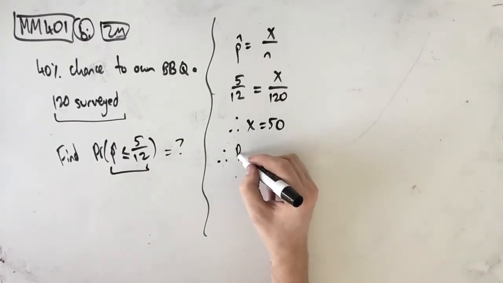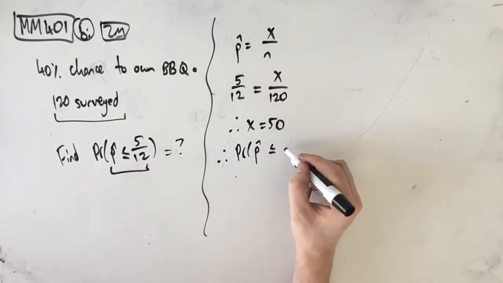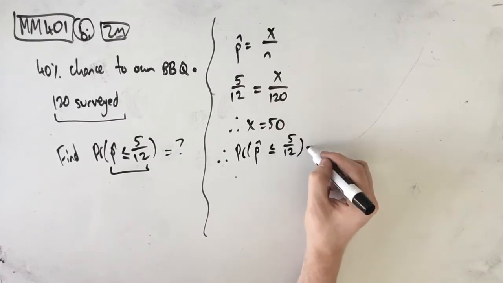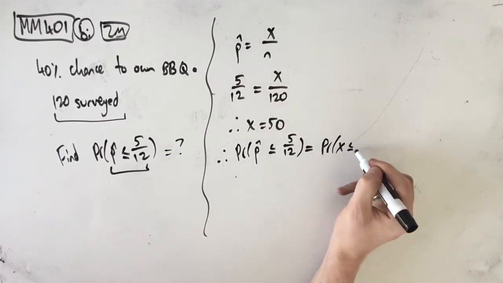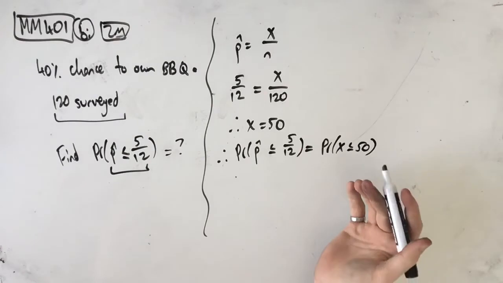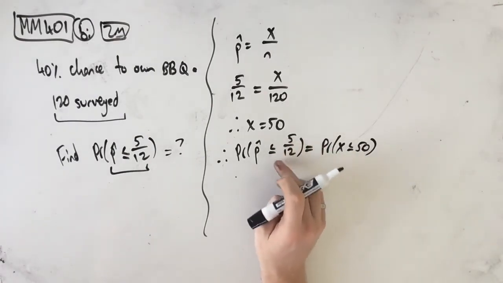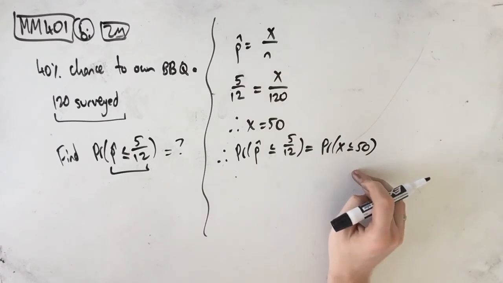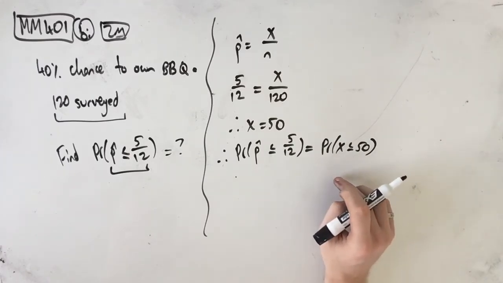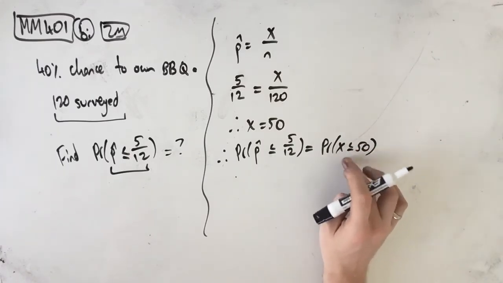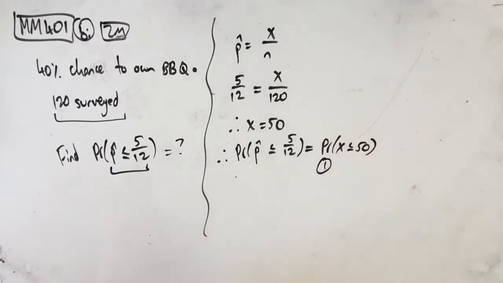So the probability that p hat is less than or equal to 5/12 equals the probability that x is less than or equal to 50. This makes sense because if the proportion of people who own a barbecue is 5/12 and we survey 120 people, then 50 of those own a barbecue. This is our first mark.